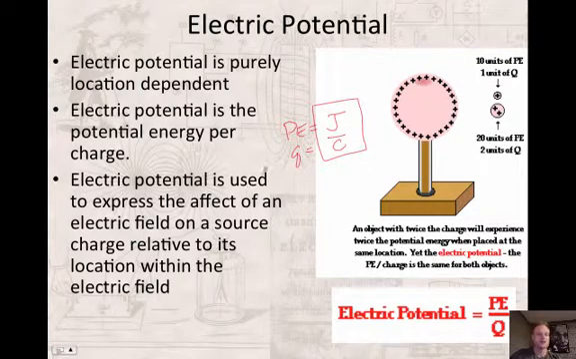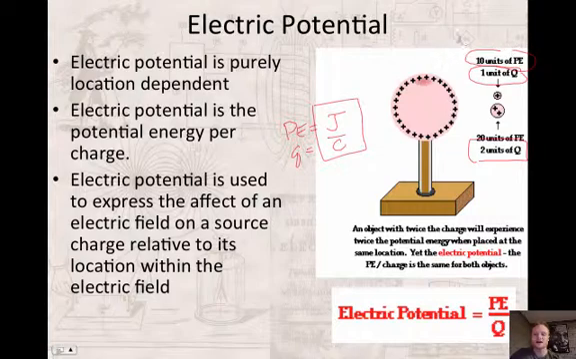Basically, electric potential is used to express the effect of an electric field on a source charge relative to its location within the field. Here I have a picture of a Van de Graaff generator, with all these positive charges on the outside of the ball, and I bring two positively charged objects near this sphere. An object with 2 units of Q, twice the charge, has a potential energy of 20 joules. This one only has 1 unit of Q, or 1 coulomb we'll call it, and it has only 10 units of potential energy.